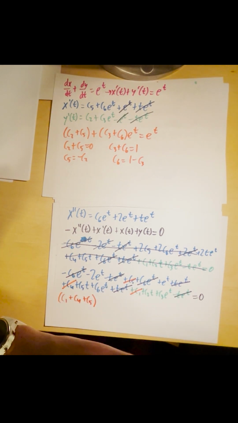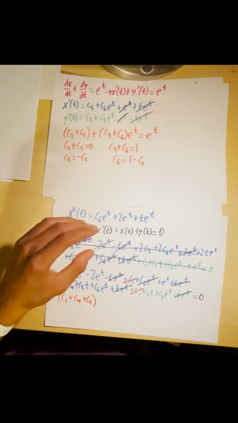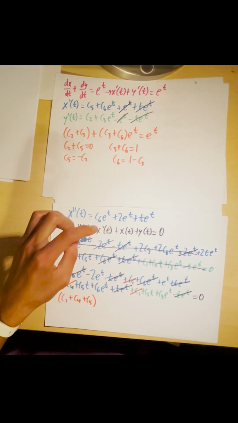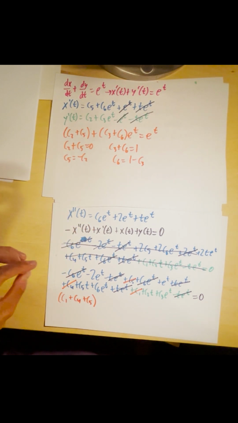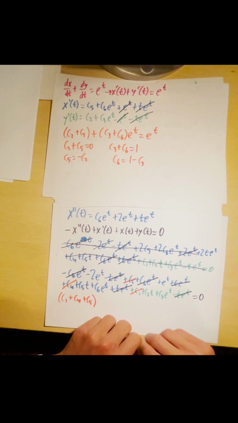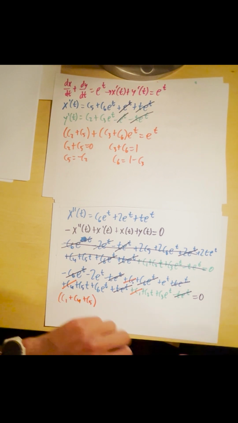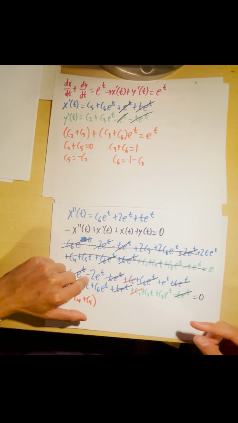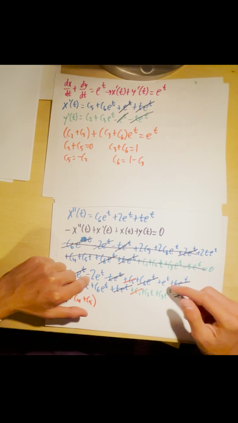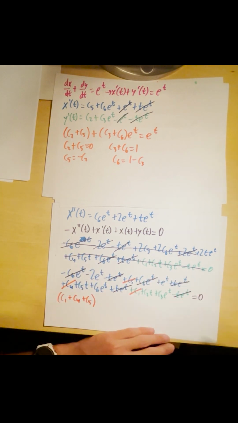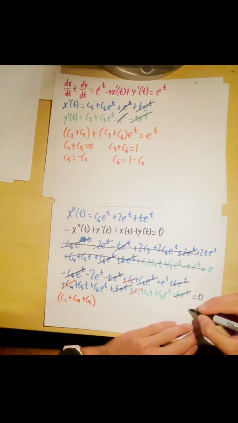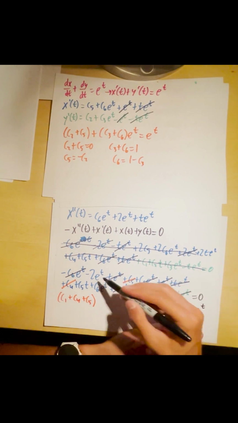Now let's do the terms with e to the t. And so I'm going to take this negative 2 e to the t and this positive e to the t, so those will combine into negative e to the t on this side, which is the same thing as equaling e to the t on the right side. So I'm going to write this equals e to the t and cross these two out. Dealt with those.